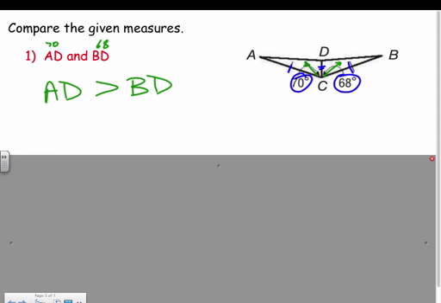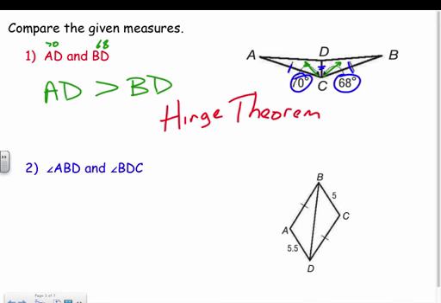This is by the Hinge theorem. So it's just like our angle side relationships. We call it the Hinge theorem. Okay, and I can also use the converse of the Hinge theorem, right? If I'm given the side lengths instead, I still have a side angle side.